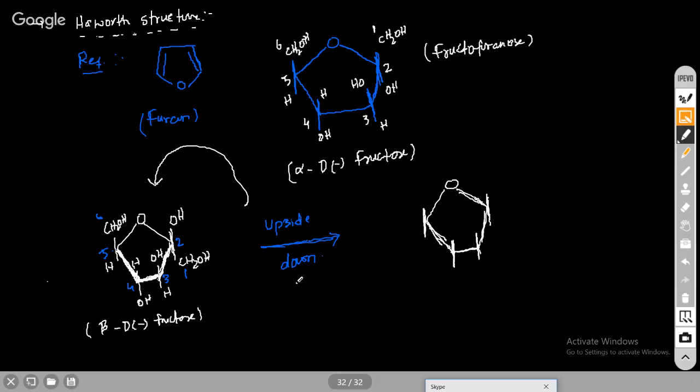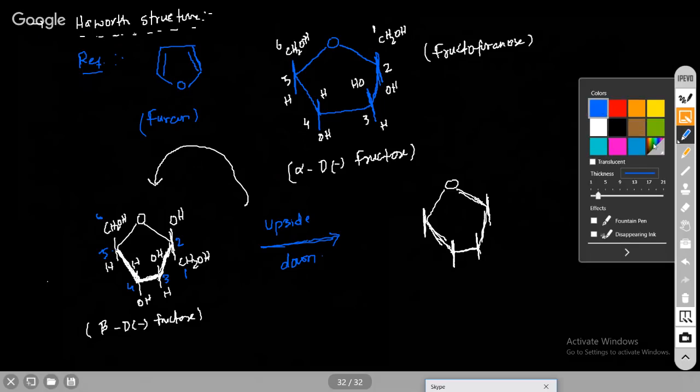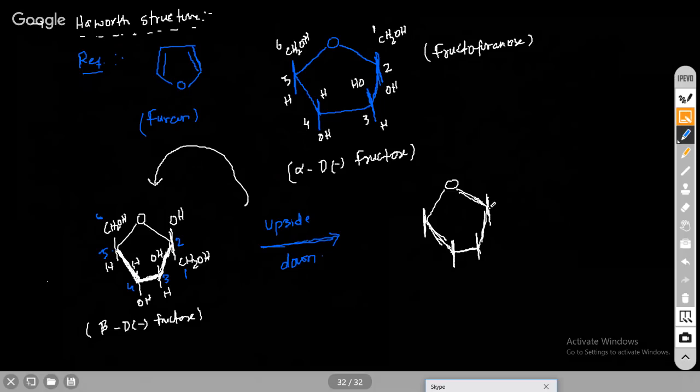Okay, let it be. First, tell me which carbon this is, according to this molecule. What is the number of this carbon on the right hand side? This one is fifth, right? This one is fourth. This one is two, right?